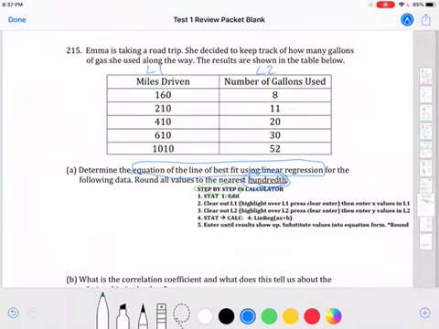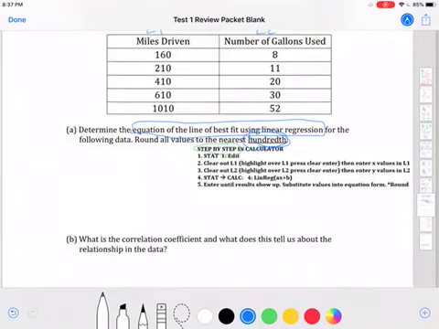Step 2 says to enter the x values into L1, so you're going to go to L1 and type in 160, enter, 210, enter, and so on, and then do the same thing with your L2. You put your y values, which is your number of gallons used, into your L2, so 8, enter, 11, enter, and so on. So if you need to pause it for a second to just make sure that you get those numbers plugged in, absolutely go for it. But I'm going to move you on to the next step.